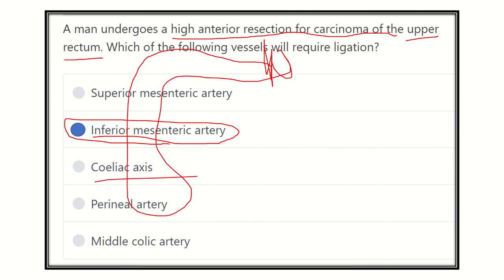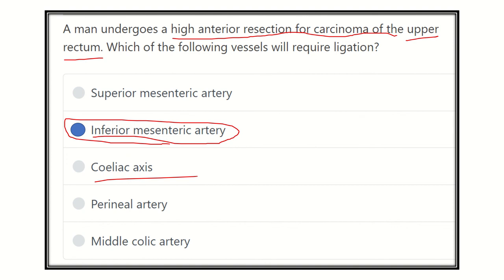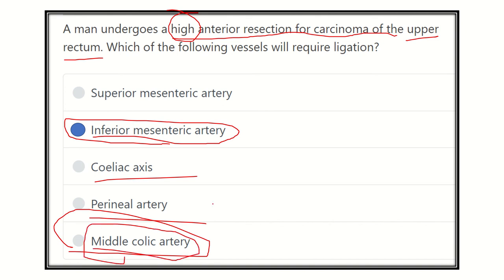And the other structure, the celiac trunk, supplies the stomach, small intestine, liver, gallbladder, spleen, and pancreas. The perineal artery lies in the perineal region, and the middle colic artery supplies the middle part of the colon. In case of high anterior resection, the middle colic artery will not be sacrificed, and it is not a branch of the internal iliac artery.